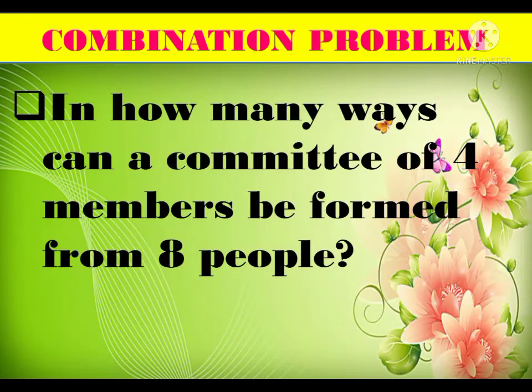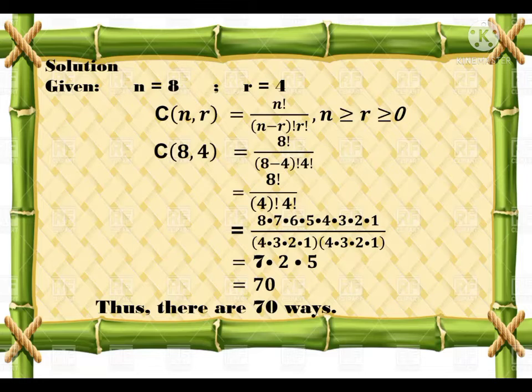This time is a combination problem. In how many ways can a committee of 4 members be formed from 8 people? To solve the problem, we need to identify first the values of n and r. n equals 8 and r equals 4. Next, substitute the values of n and r to the given formula.